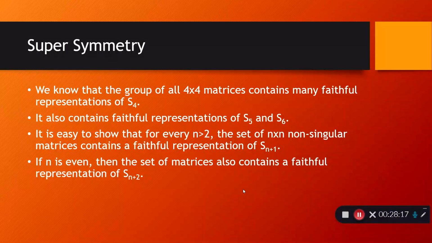So for 5x5s, there's a representation of S sub 6. For 6x6s, there's a representation of S sub 7, and so on. If n is even, it's also been shown that the set of matrices also contains a faithful representation of S sub n plus 2. And this would be a conjugacy class of representations, not just one.